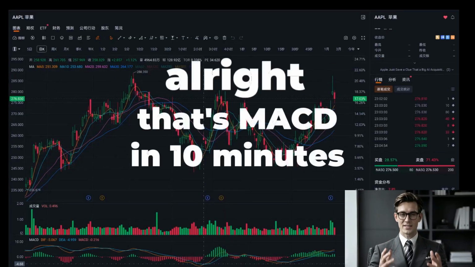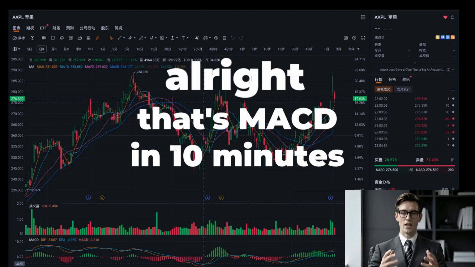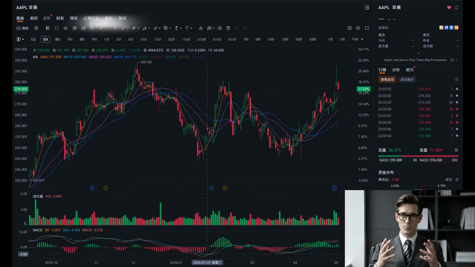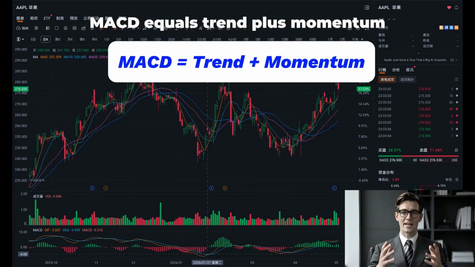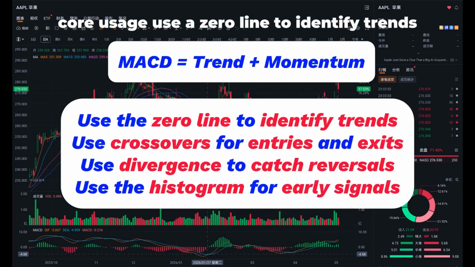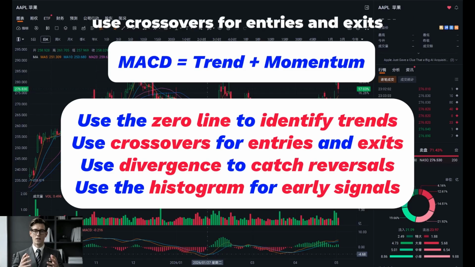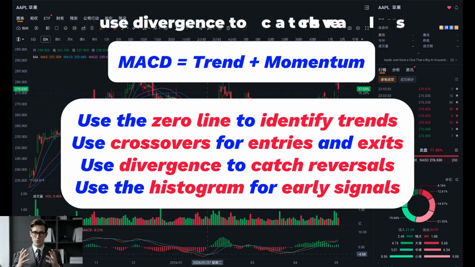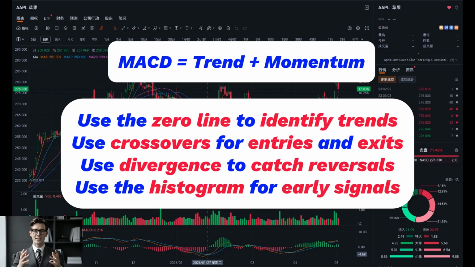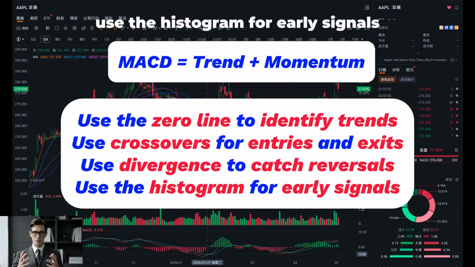All right, that's MACD in 10 minutes. Let's summarize. MACD equals trend plus momentum. Core usage. Use the zero line to identify trends. Use crossovers for entries and exits. Use divergence to catch reversals. Use the histogram for early signals.